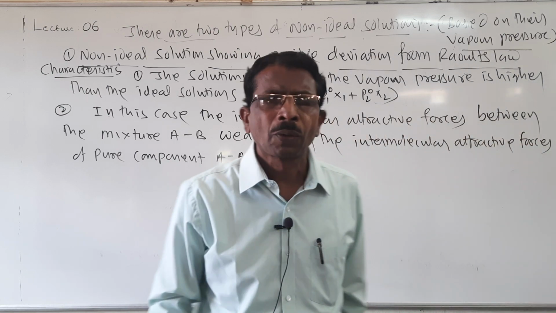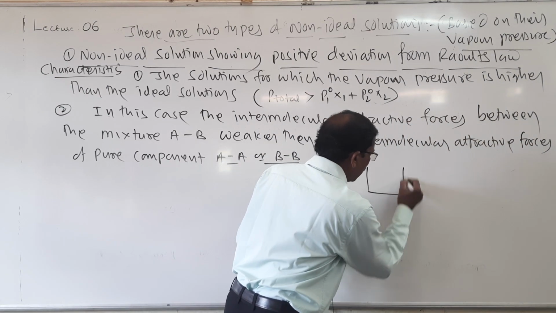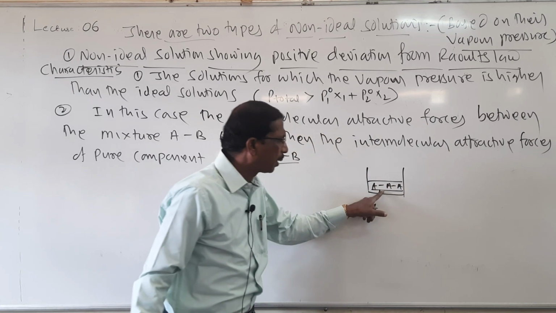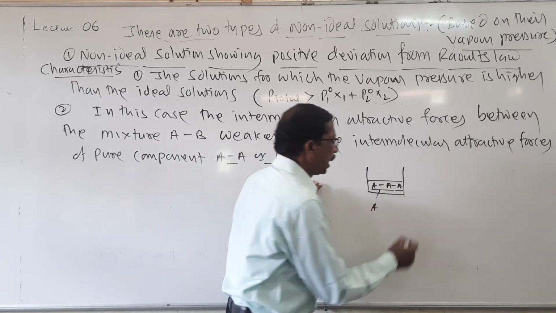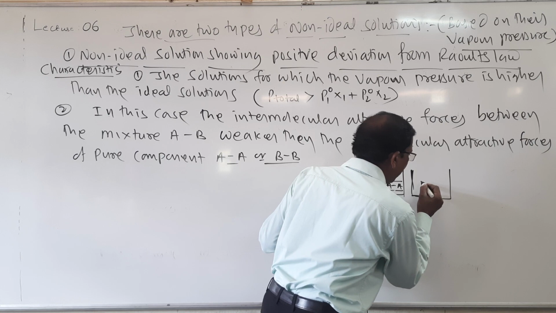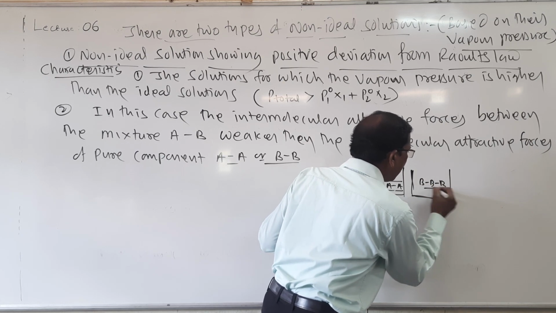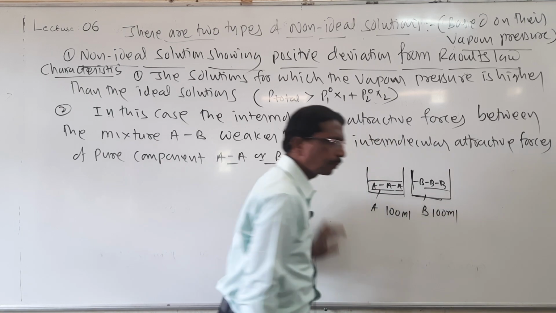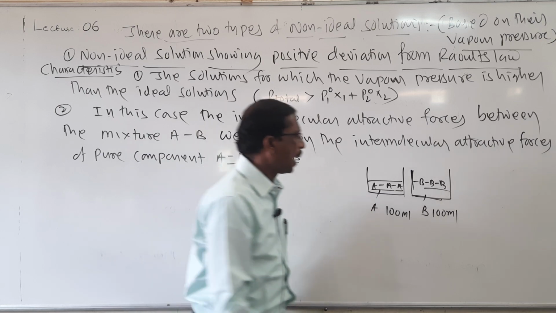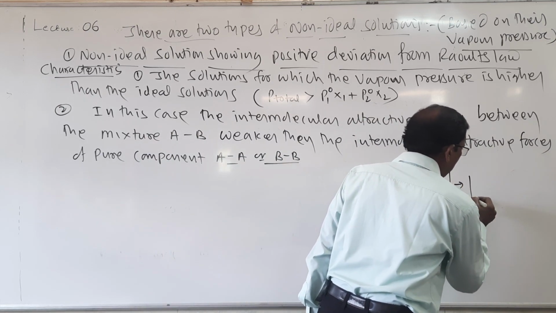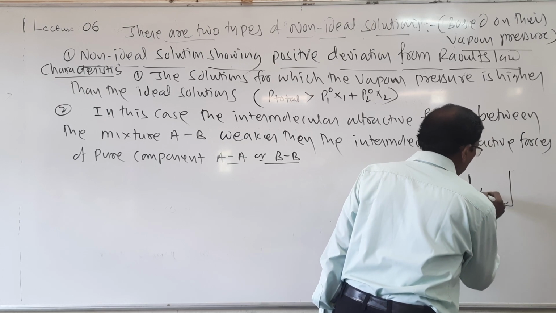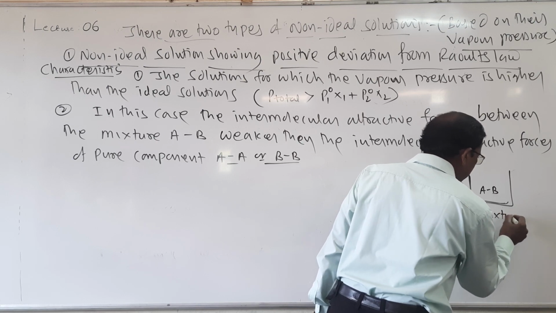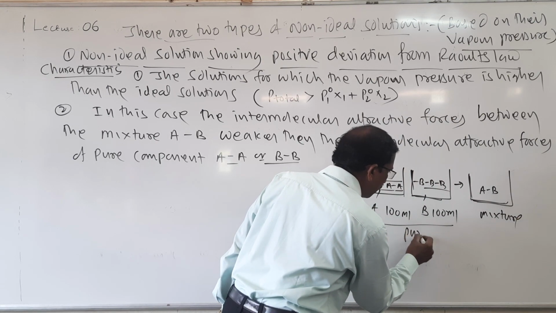Meaning what? I will show here. Look here, component A has intermolecular attractive forces AA, and here is component B, taken as 100 ml. Both are 100 ml. And when the components are mixed, that is AB, it is a mixture, and both were pure components.